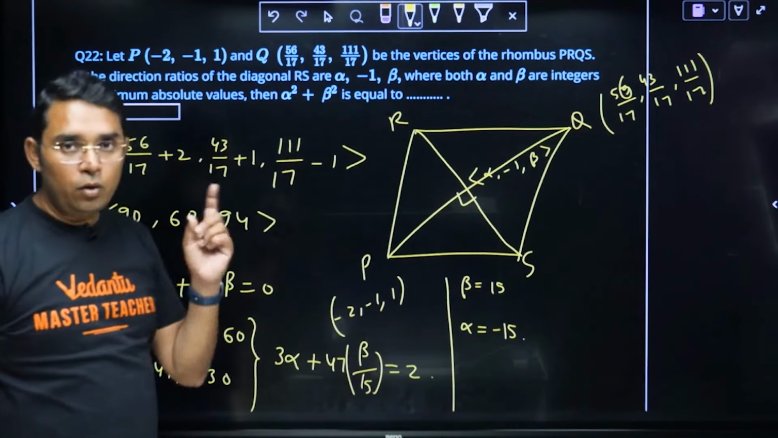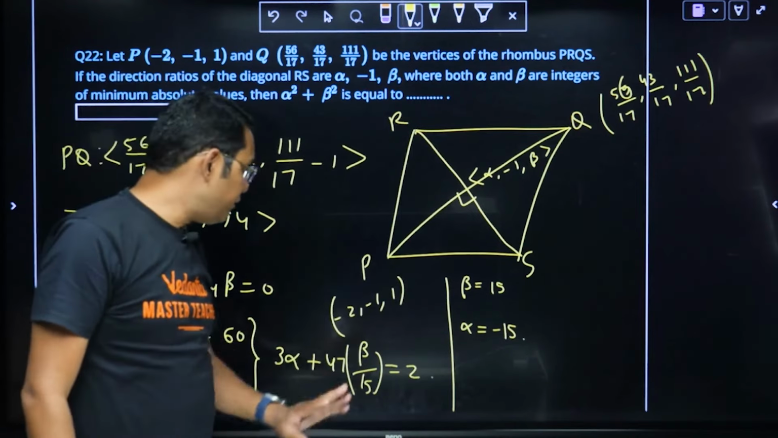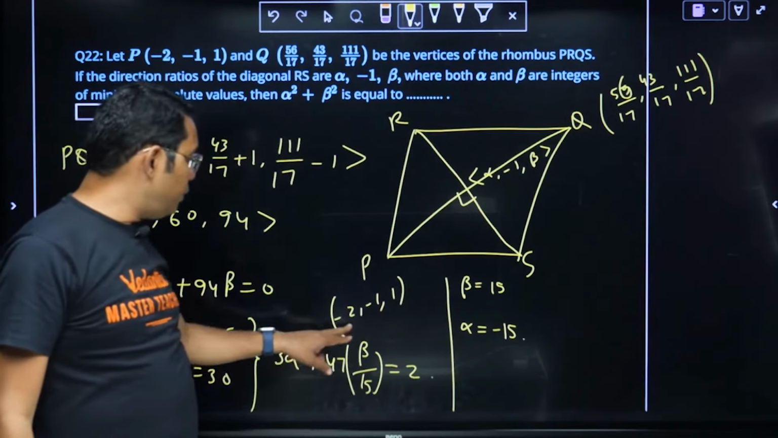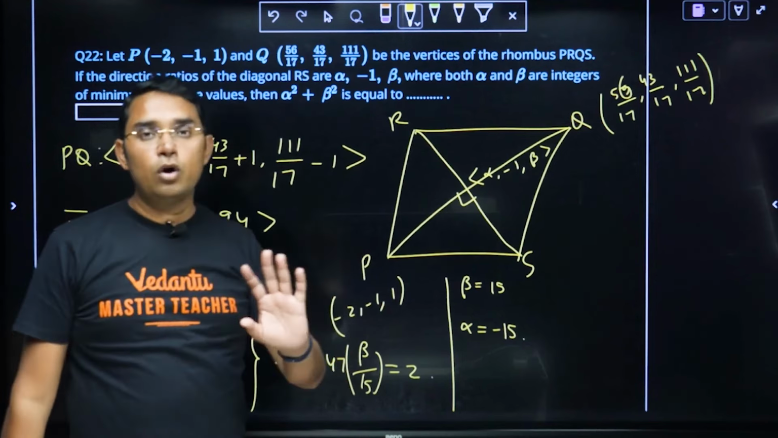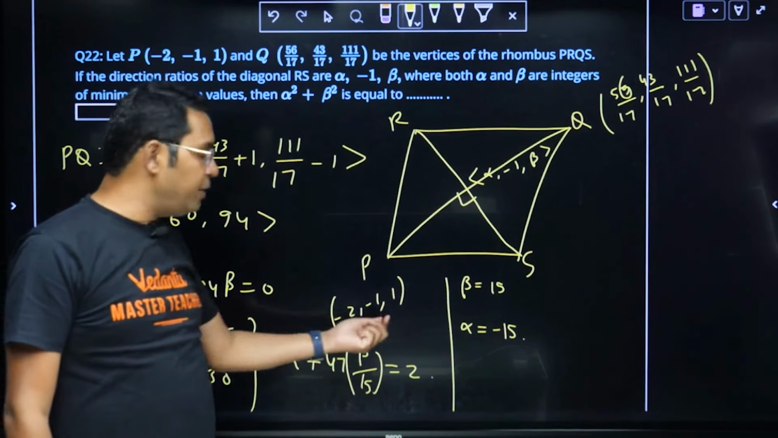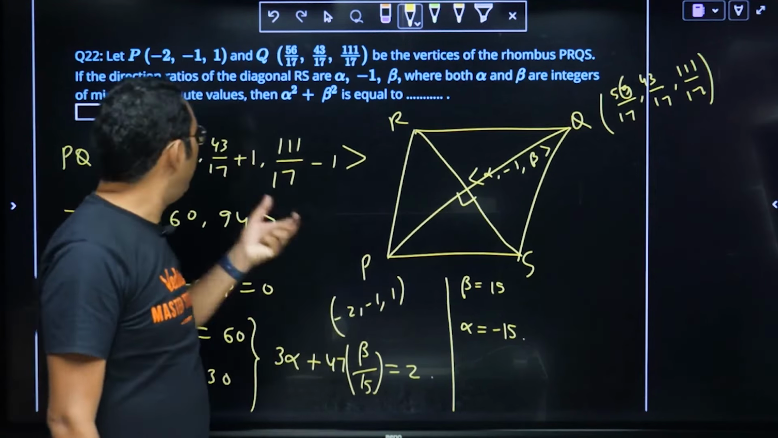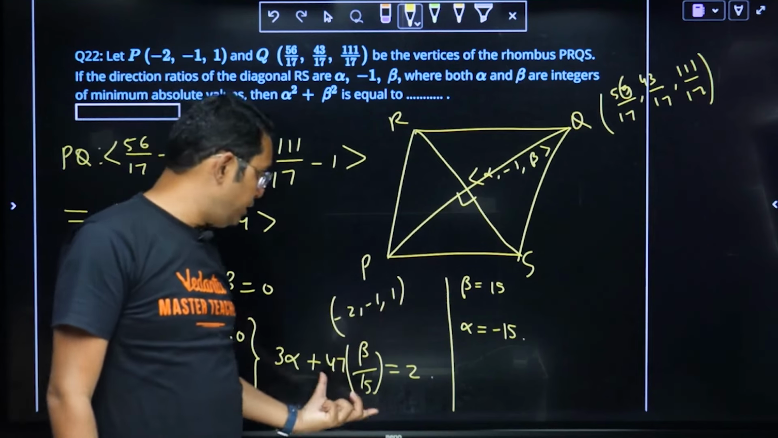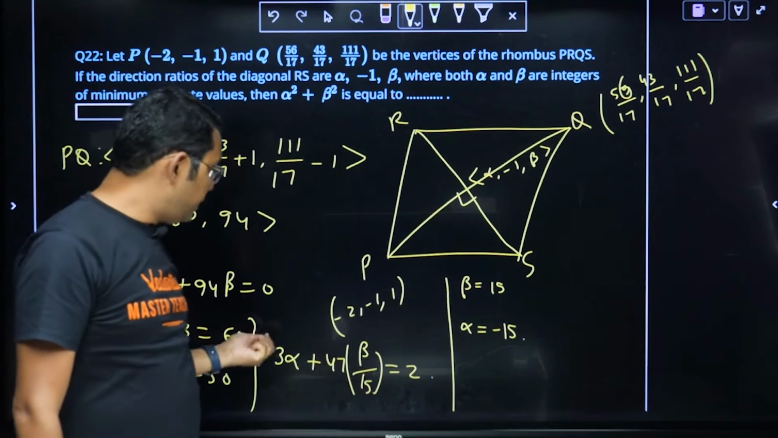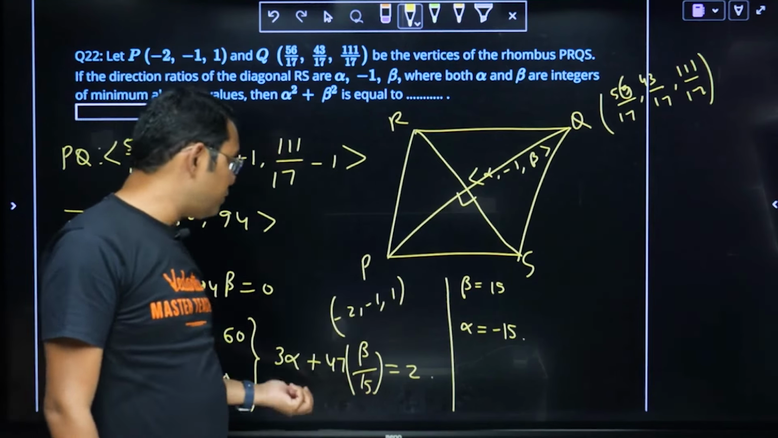Beta cannot have absolute value lesser than 15. It can be 0 also, but if you take this to be 0, then alpha will not be an integer. So for alpha and beta both to be integers, the minimum absolute value of beta has to be 15. Putting 15 here, we get 3 alpha equal to minus 45, so alpha will be equal to minus 15. So these are the absolute minimum values.